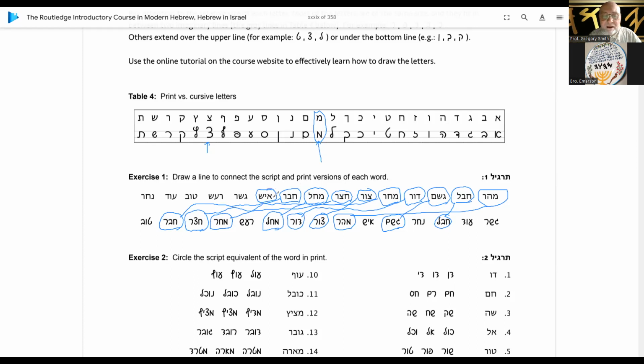It starts with an aleph, and this aleph looks nothing like the block aleph. So let's see what we can find. This might be it right here. I think this is going to be ish in cursive Hebrew. And I'm just going to connect right here. Okay. Now we have gasher.